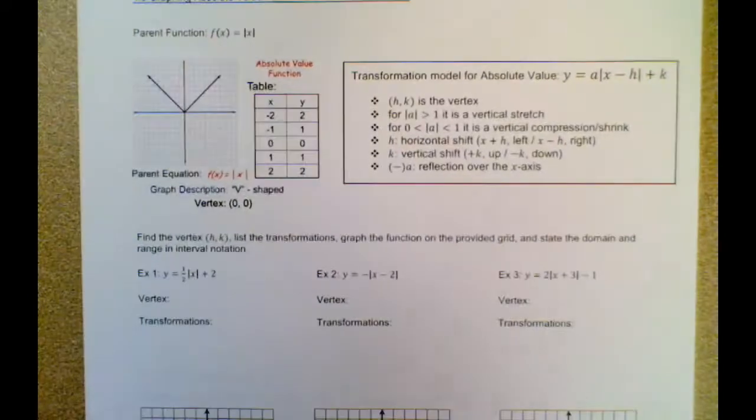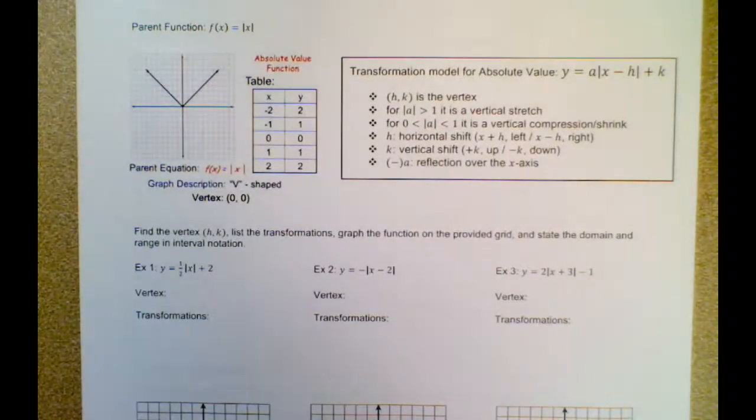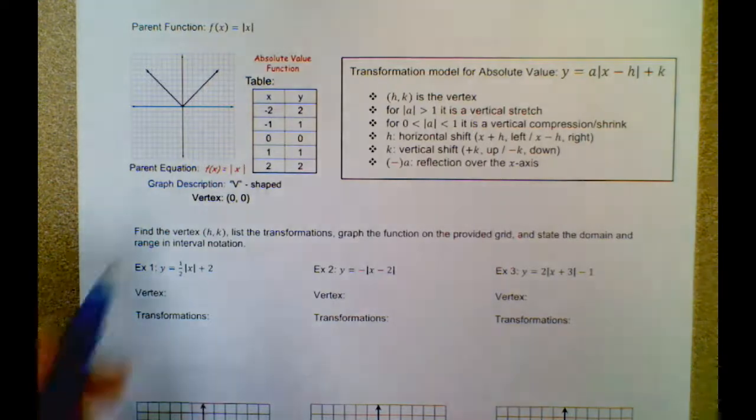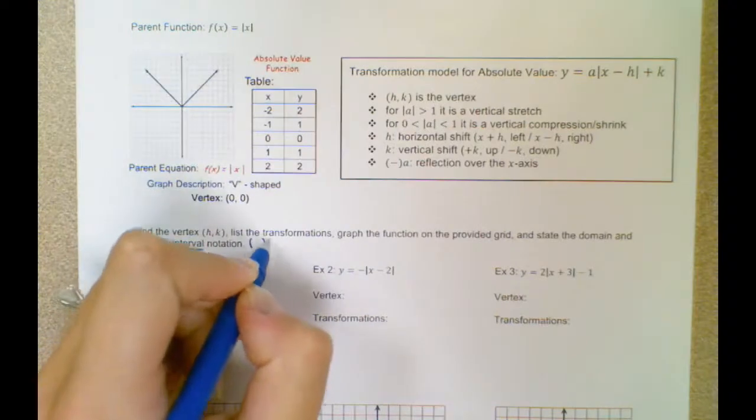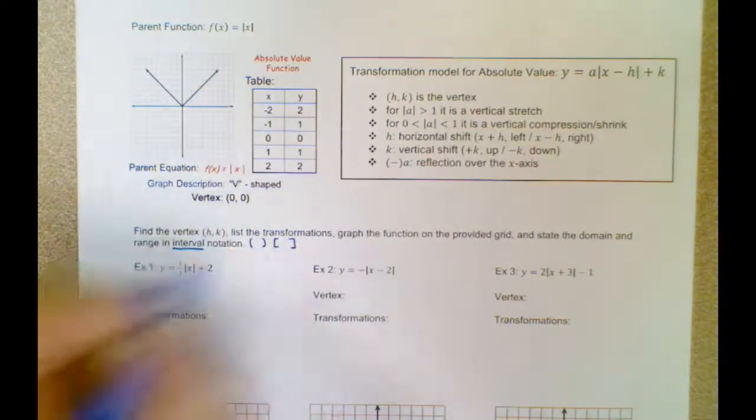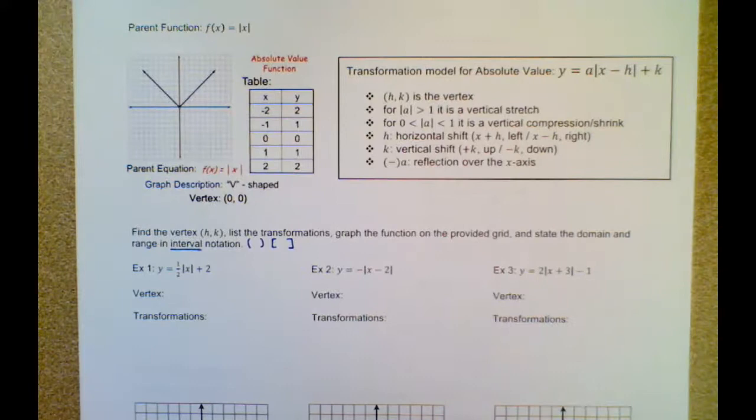All right, so let's get to it. So it says find the vertex (h, k). List the transformations, graph the function on the provided grid, and state the domain and range in interval notation. Interval notation, that's when we use the parentheses or the brackets. So that's this stuff.